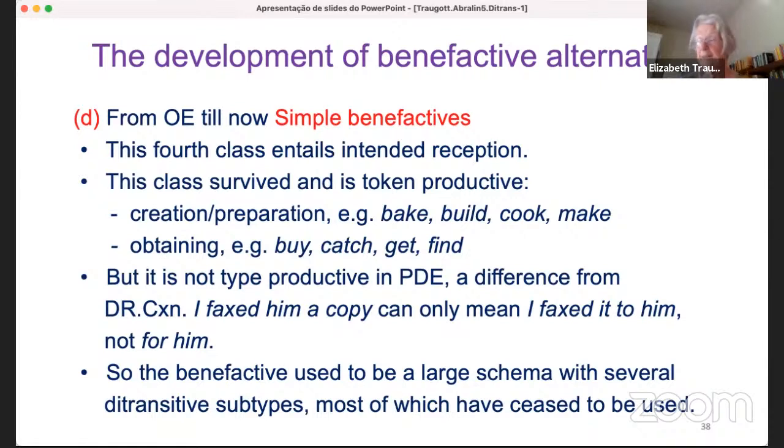So the benefactive, which used to be a large schema with several ditransitive subtypes, has become extremely narrowed, extremely constrained. Most of the ditransitives, the benefactives, have disappeared. They're not used anymore. All you get is the to-construction.